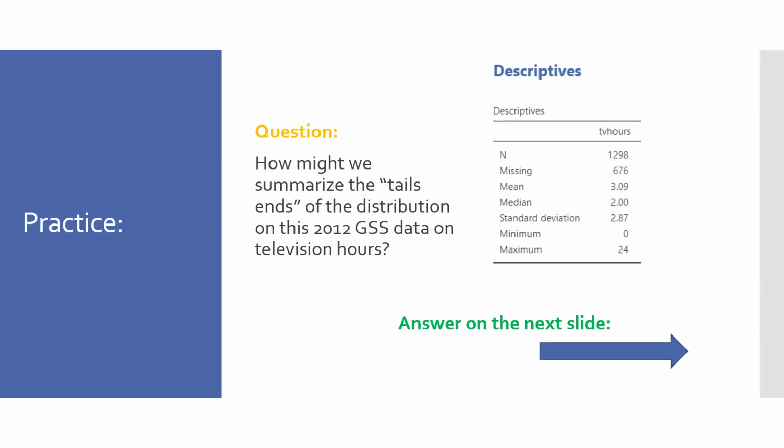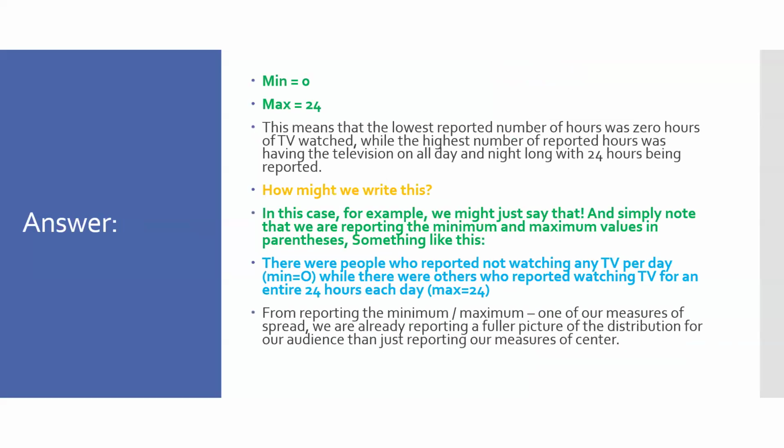So how do we summarize these tail ends? Say I have these descriptives and I just have the minimum and the maximum. Well, looks like the minimum is 0 and the maximum is 24 for the number of television hours daily. Well, it means the lowest reported number of hours was 0 hours of TV watched, and the highest number of reported hours was having the television on all day and all night long, 24 hours being reported.